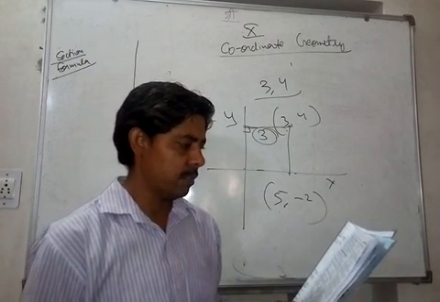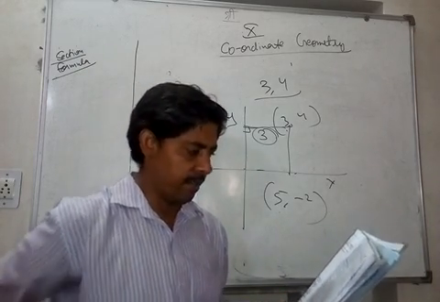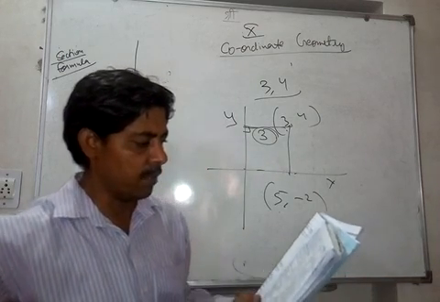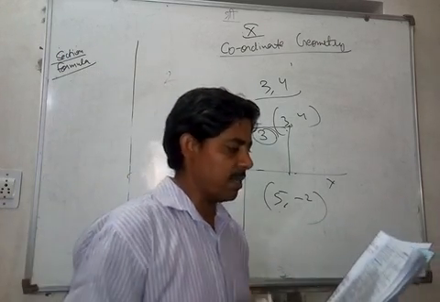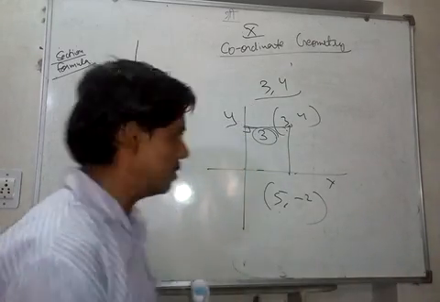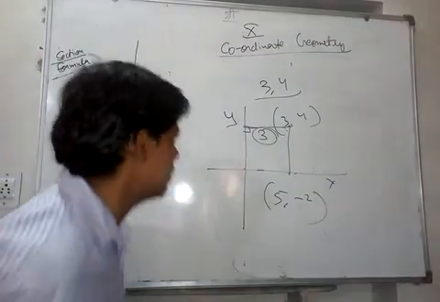Question number 11, and the 10th is a point (x, y) that is equidistant from points (2, 1) and (1, -2). So you can try the 10th question. Okay, let's do the 10th question. It's a very good question, it has come in exams, board exams also. So let's do the 10th question first.